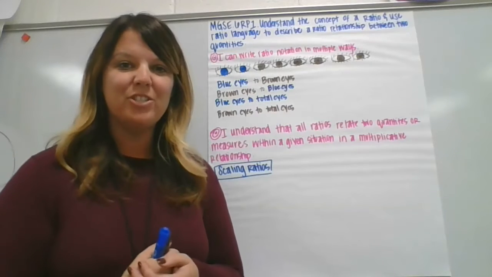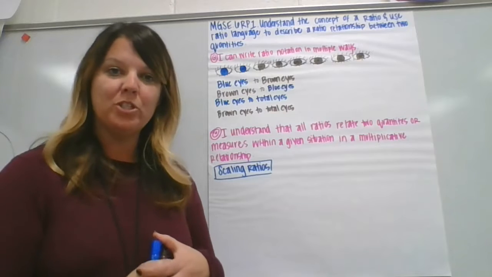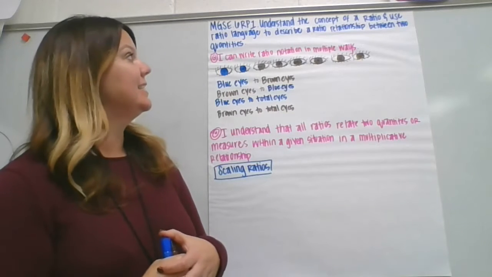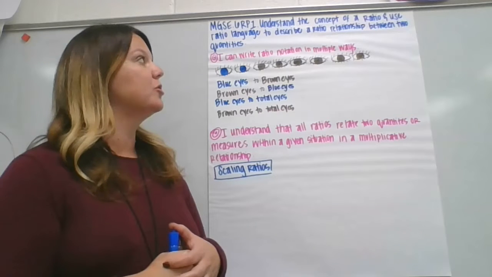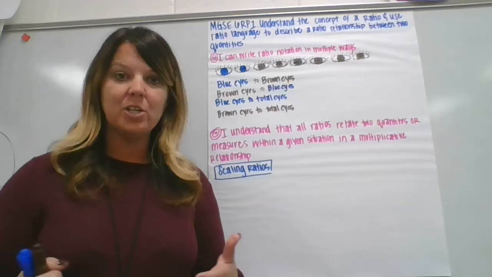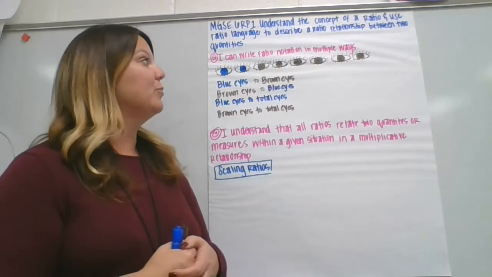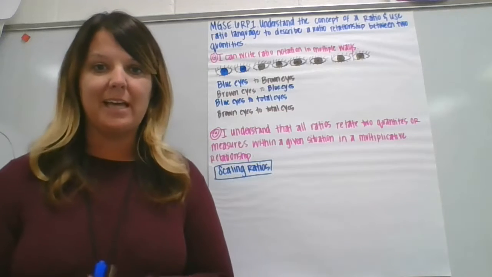Hey guys, this is your digital anchor chart for your sixth grade number one rates and proportions standard. It says that you can understand the concept of a ratio and use ratio language to describe a ratio relationship between two quantities. Your learning target for this is that you can write a ratio notation in multiple ways. So let's address that first.